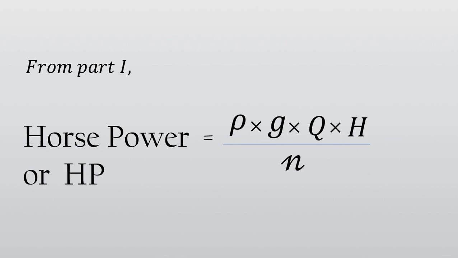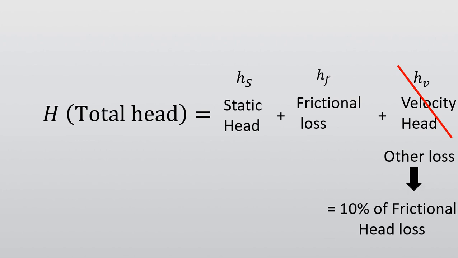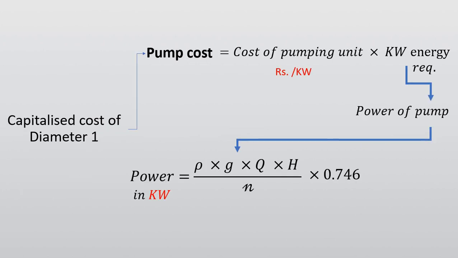Keeping all parameters the same, the head calculated here is slightly different, which can be given as the sum of the static head plus friction head loss plus other losses. Here we have replaced the velocity head with other losses, and the other losses are considered to be 10% of the frictional head loss. Another thing is that in the previous video we calculated power in HP unit, and for the rising main we need that power in kilowatt unit, so we will multiply by 0.746. Now coming back to our equation, if we are using a standby pump, then our kilowatt required will be this.